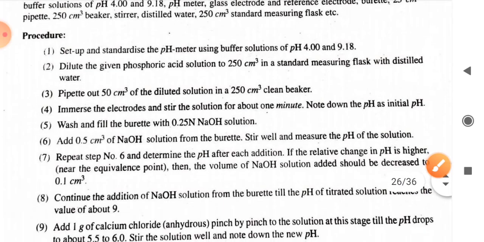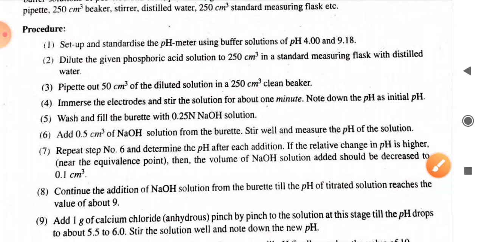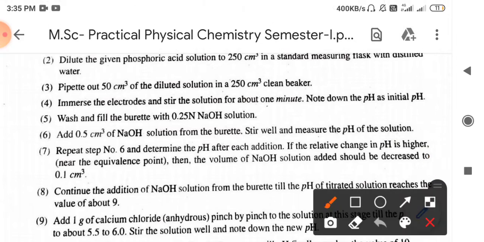Once we have done the standardization, we take the provided amount of phosphoric acid and dilute it up to 250 cm cube in the given standard measuring flask. Then from that solution we pipette out 50 ml of phosphoric acid and measure the pH of the solution, that is the initial pH. Once we get a stable pH value, we add 0.5 ml of NaOH solution from the burette, stir the solution, and again measure the pH.